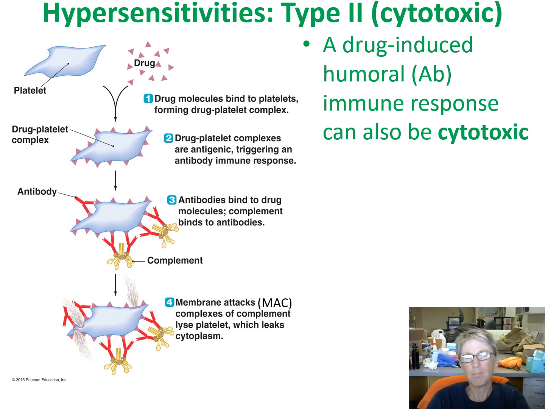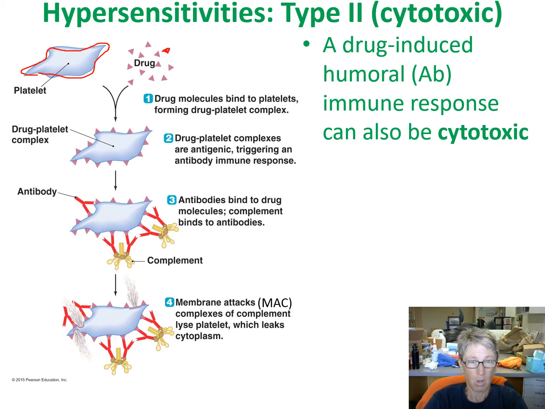So more type 2 hypersensitivity reactions. Cytotoxic, again, this is cytotoxic, so it can destroy cells. So let's check it out. Here's a platelet. I hope you remember from 202 that it helps form blood clots. Here's our drug or toxin of interest, this purple triangle. So it says in step 1, drug molecules bind to the platelet. So these drug molecules stick to the platelet.